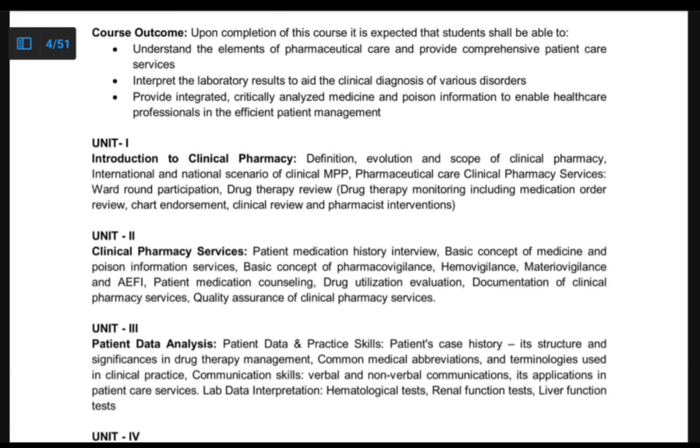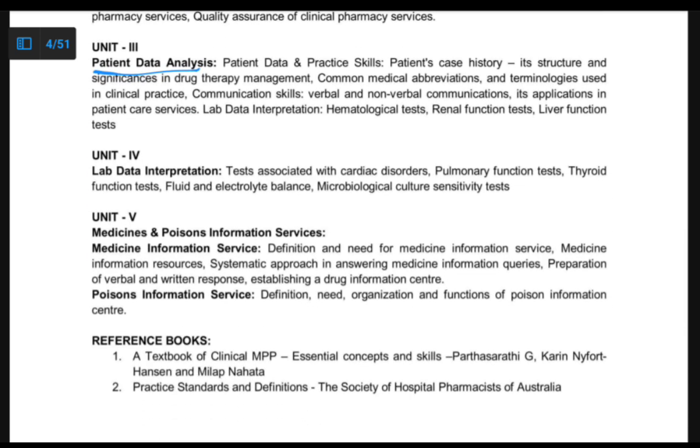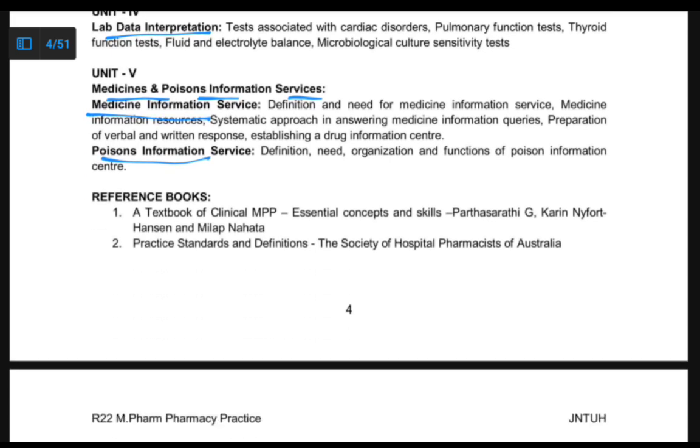In this, we have introduction to clinical pharmacy services, patient data analysis and lab data interpretation, medicines and poison information services, medicine information services, and poison information services.